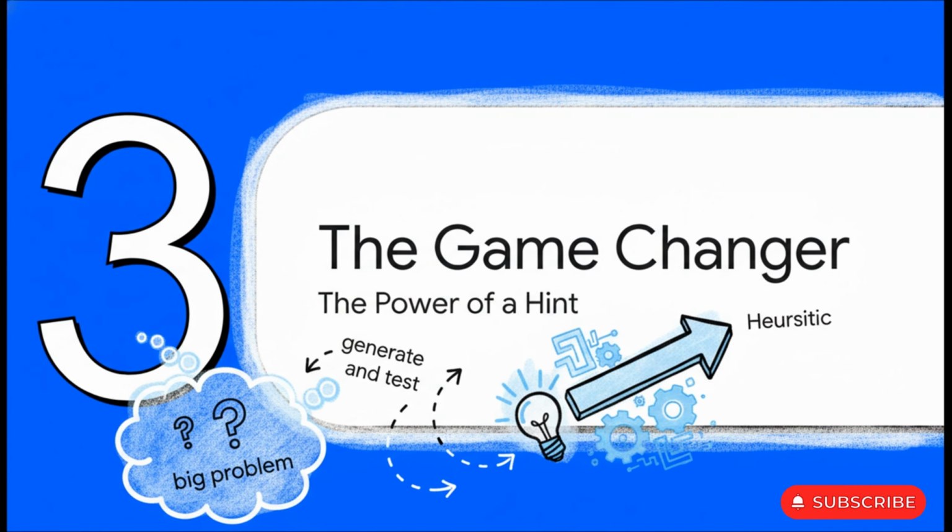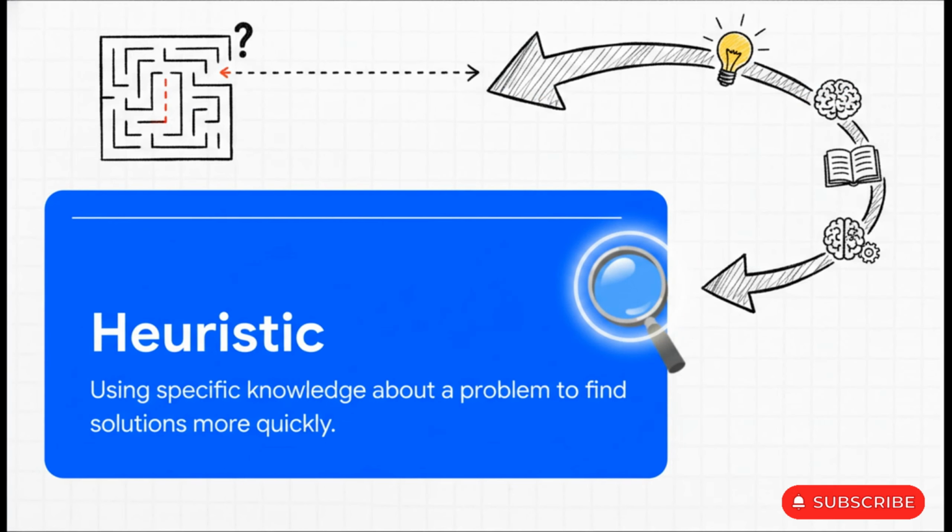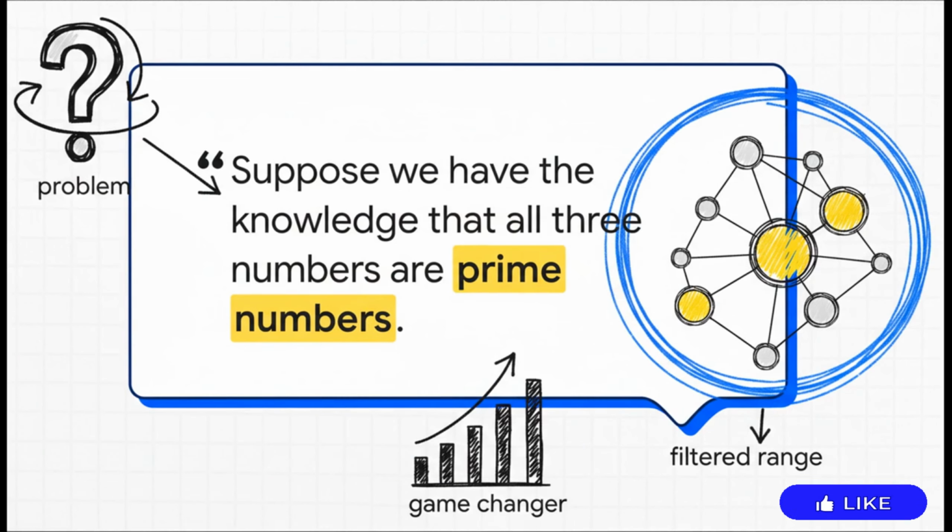It needs a game changer. It needs what AI researchers call a heuristic. So what in the world is a heuristic? It's basically a smart shortcut. It's a piece of information, a rule of thumb, some kind of knowledge about the problem that helps guide the search. Instead of just guessing randomly, we can now make an educated guess. This is the game changer. What if we get a hint?